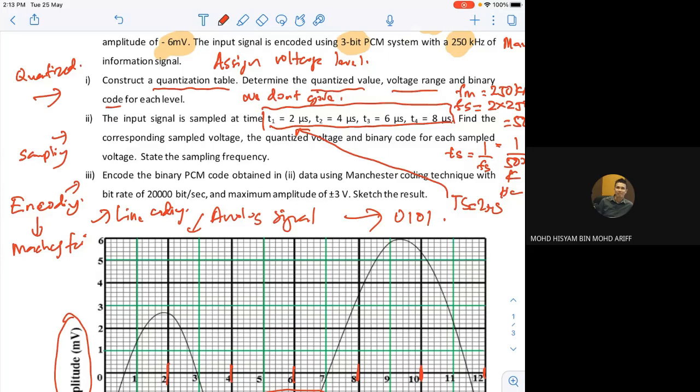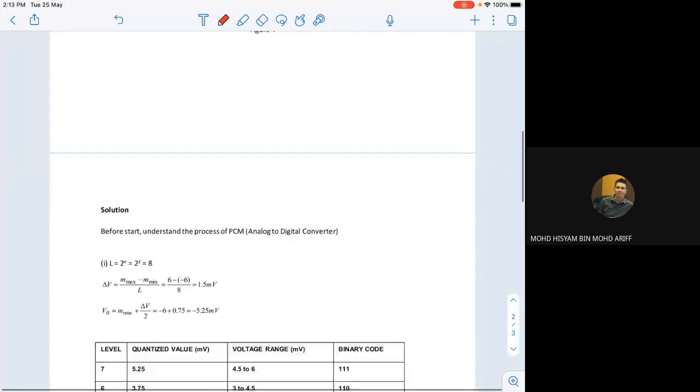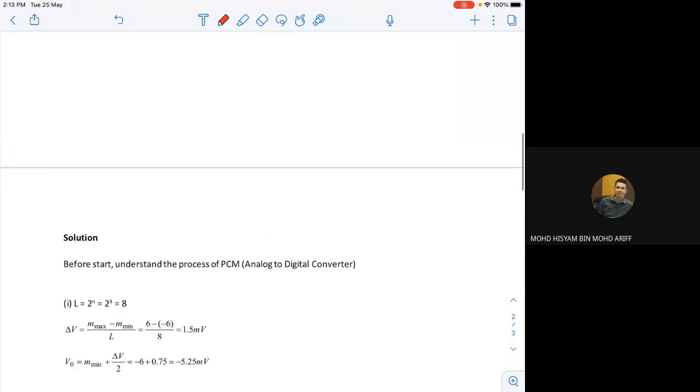Now, very easy. The first one, you must know how many bits. Right now we are using 3 bit. Question number 1: how many levels will you use? L equals 2 power of n equals 2 power of 3 equals 8. So you must know there are 8 levels.